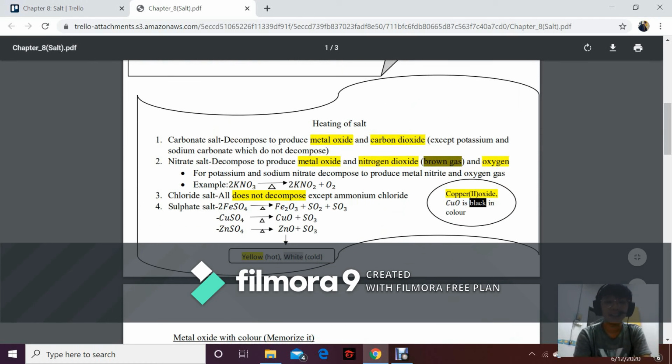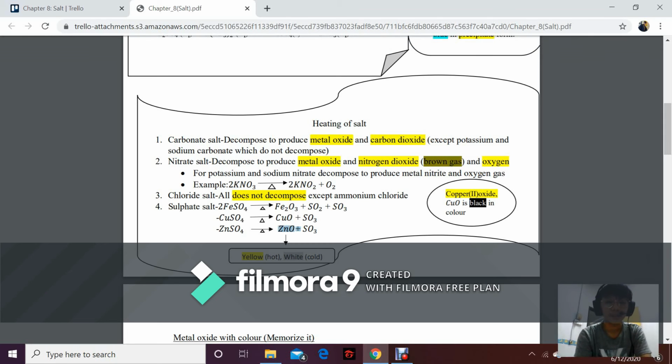So for the last one, zinc sulfate, zinc oxide and SO3 will be produced. For zinc oxide, the color is yellow when hot and white when cold. You need to memorize this: yellow when hot, white when cold for zinc oxide. So for copper 2 oxide, oh sorry, I made a mistake again. Copper 2 oxide, CuO, is black in color.